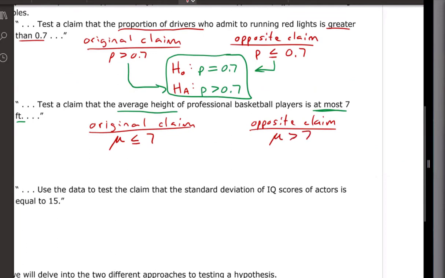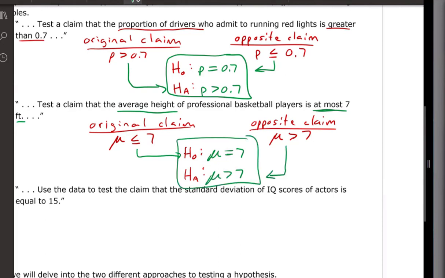Right there. And then once you have those two set up, you are now ready to establish your null and your alternative based on the original and opposite claims. Well, the null always has the equal symbol. So we know it's going to be mean and then equals, well, in this case, 7. But which one is going to be the one that forms it? Well, it's going to be your original claim that forms your null right there. And then that means your opposite claim will be the one left for your alternative.